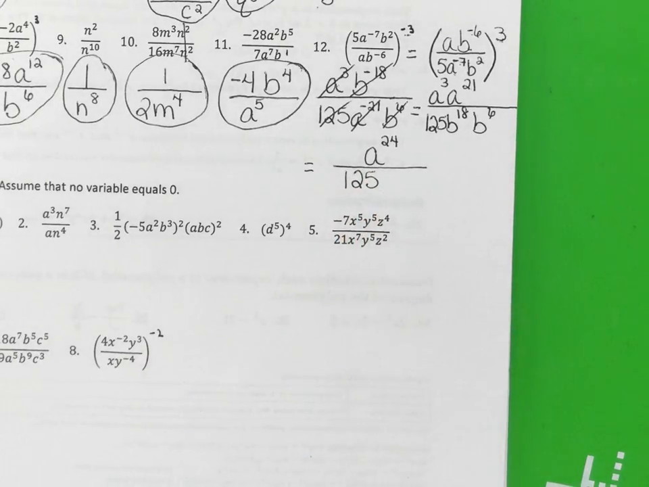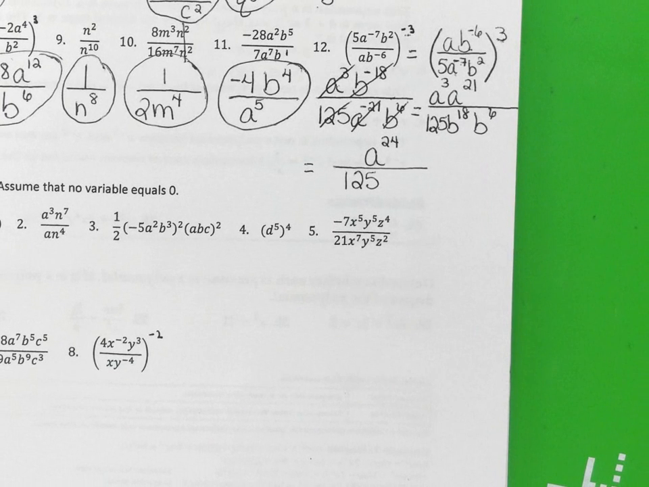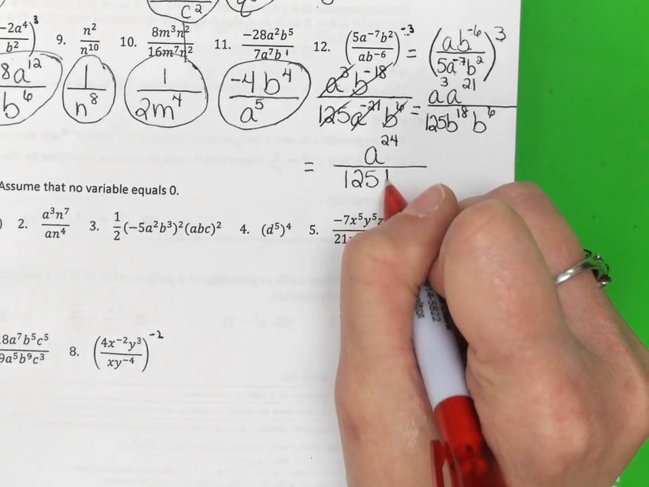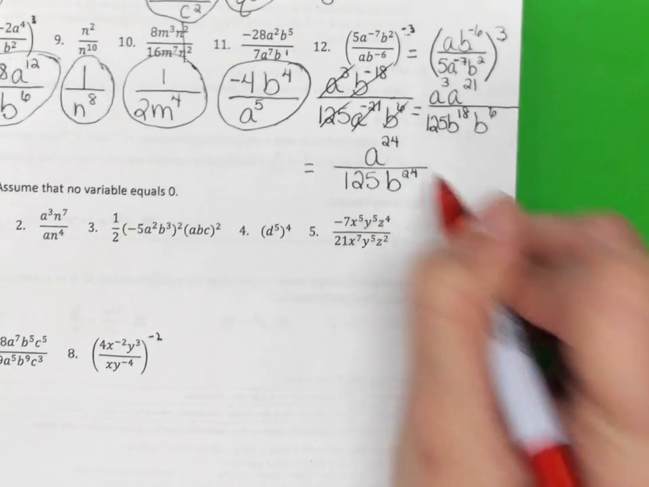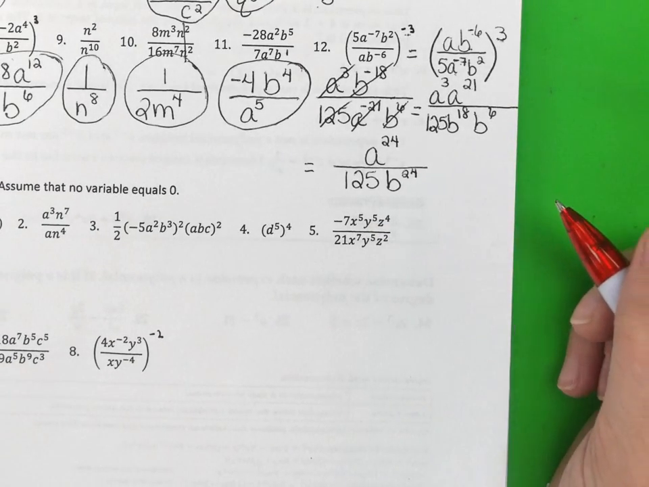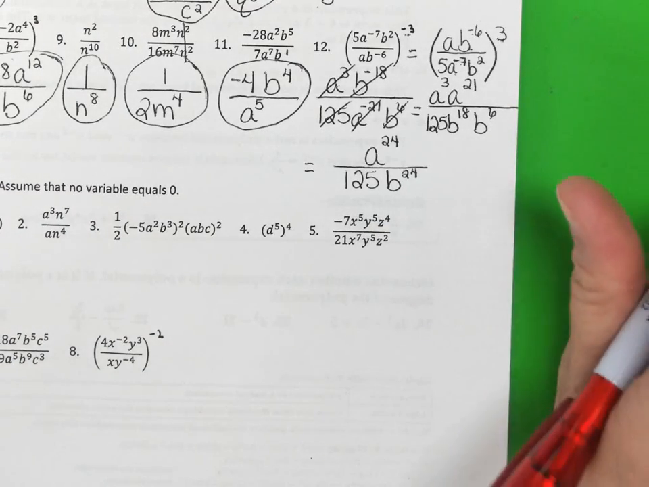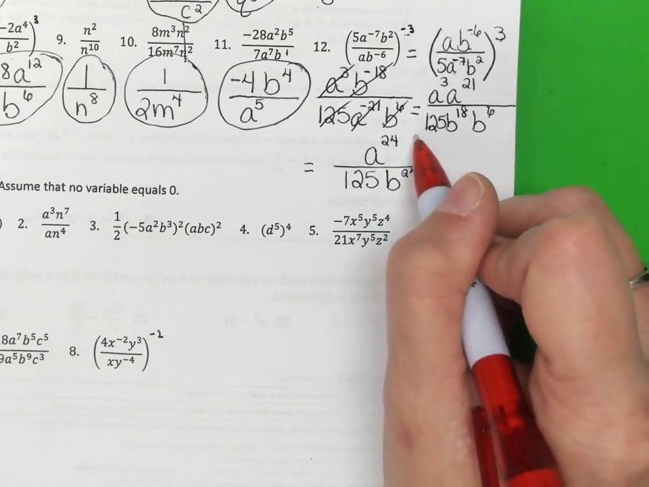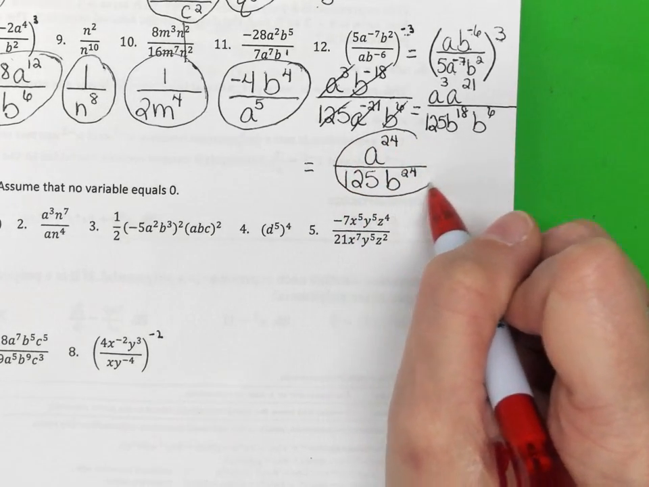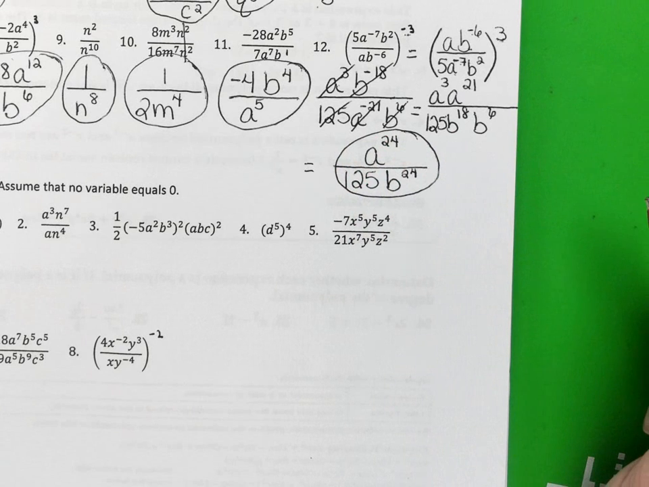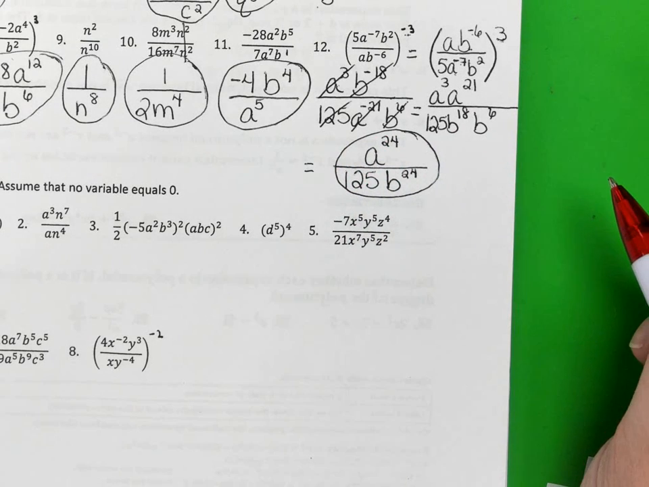Multiply the bases of b, and you add the exponents, so you get 24. Oh, wait, do those cancel out? They're the same, but they're not the same base. They're the same number, but they're not the same base. They do not cancel out.